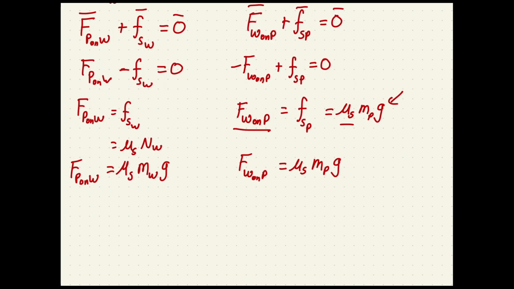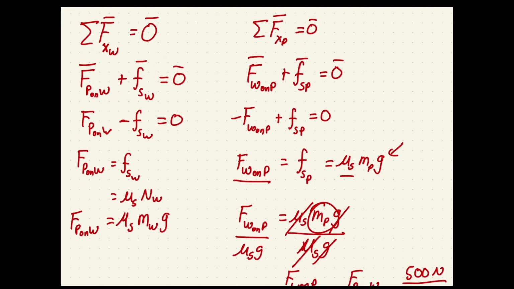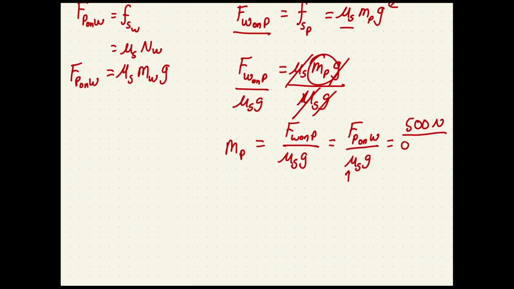Okay, as you recall, we were solving for the mass of the person, so if I divide both sides by mu sub s times g, my mu sub s's cancel, my g's cancel, I'm left with mass of the person, and that would be calculated by the force of the wall on the person divided by mu sub s times g. So this is just equal to the force of the person on the wall divided by mu sub s times g, which we said was 500 newtons. And on the bottom, we have our coefficient of friction. Make sure that you understand this is the coefficient of friction for the person. And that was somewhere around, I think it was 0.5.